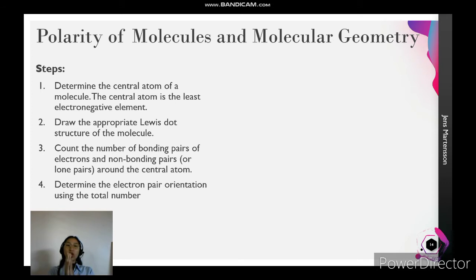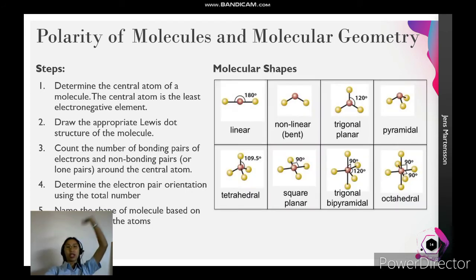Next, for number 4, determine the electron pair orientation using the total number. So again, bilangon nato ang bonding pairs and ang imong lone pairs. After that, we're going to see kung unsa ang iyang electron pair orientation. And then lastly is name the shape of the molecule based on the location of the atoms. So, base sa electron pair orientation, we're going to name now the shape of the molecule. So, unsa ba ang mga molecular shapes? These are the molecular shapes.